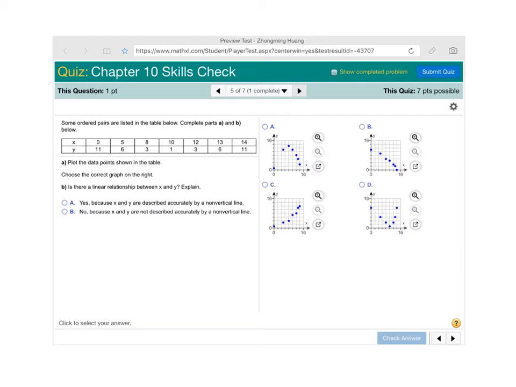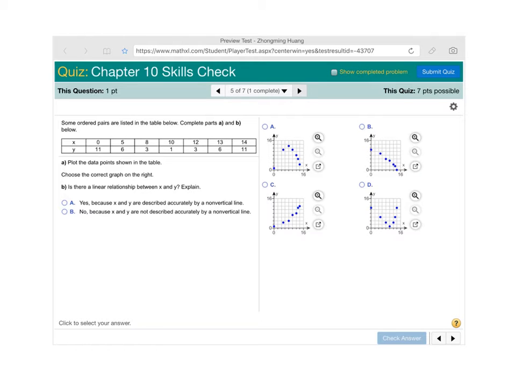So the first point is when x is 0, y is 11. So let's check. By looking at the first graph, when x is 0, it seems to me this is something very small. Seems like it's 1. So when x is 0, this is 1, so I'm going to rule this out. The second one is the same. Part A and part C are the same. Part B, when x is 0, it seems to be 11. Actually, it is. And this is the same.